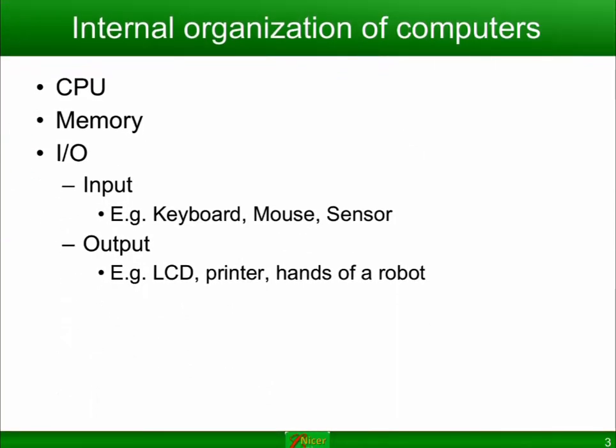Internal organization of a computer. It consists of the CPU, memory, and input output devices. Input devices consist of a keyboard, mouse, sensors, or anything that takes input. Sensors could be a heat sensor or an IR sensor, and output can be an LCD, a monitor, a printer, or a robotic hand.